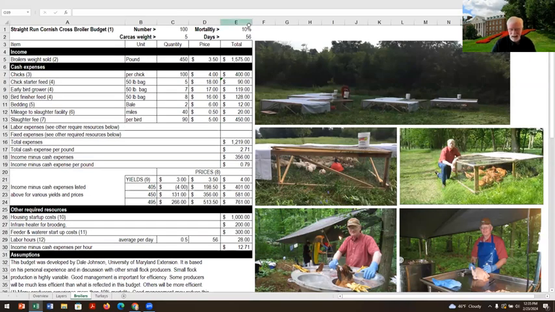I have a tough time with broilers. Okay, this is my system here, and I have a tough time with it. So 10% minimum on my mortality. Carcass weight, well, that is purely a marketing decision. What do your customers want?